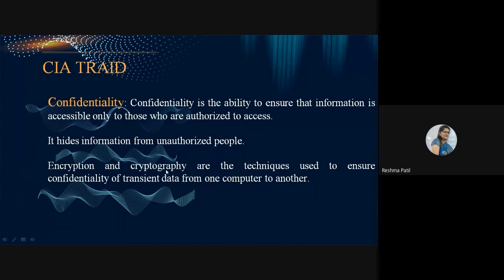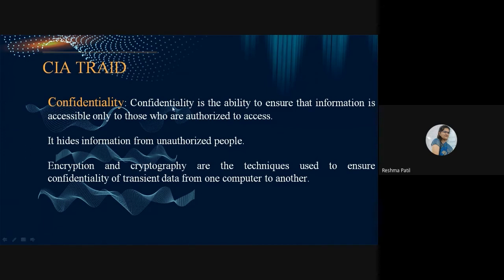Encryption and cryptography are the techniques used to ensure confidentiality of transient data from one computer to another. While sending data from one computer to another, if we want to achieve this confidentiality, we can use these two techniques, encryption and cryptography. So in between, no one else can read your data, because we have already encrypted that data. We have already used the cryptography technology. So we can transfer data from one computer to another, and here we are maintaining confidentiality. Clear? Confidentiality?